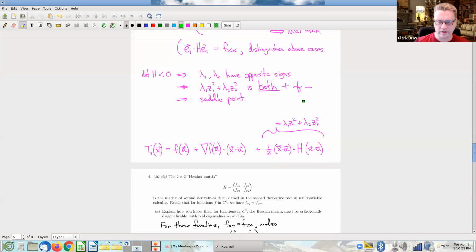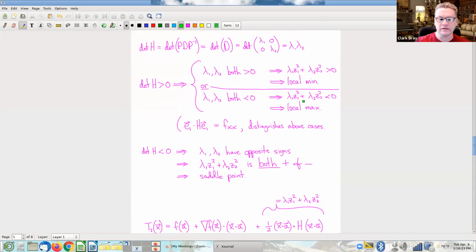And here's how it works. Ultimately, not such a big deal. Don't forget the determinant of H. Well, H being diagonalizable, the determinant of H is the determinant of that product. Multiplicativity lets me multiply that up into three things, two of which cancel. And in fact, I get it's just the determinant of D.